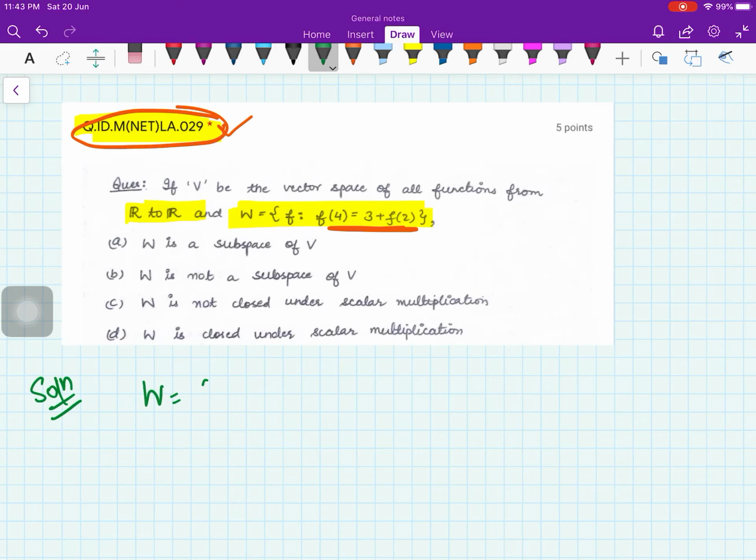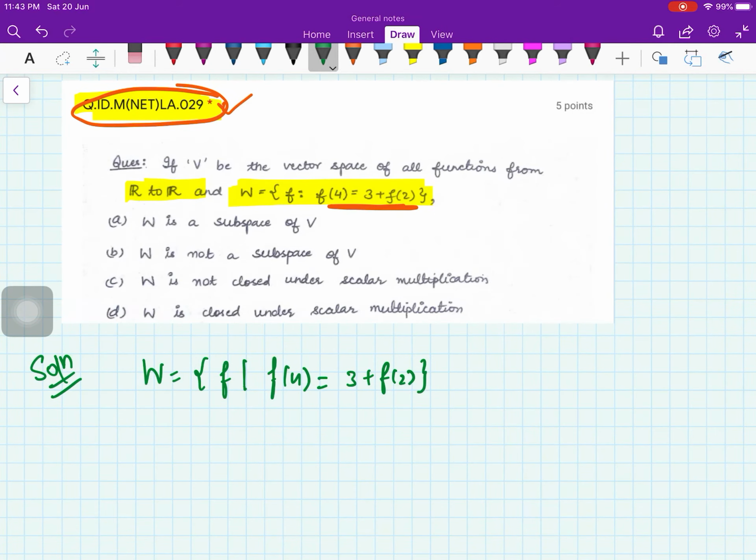So we have W equal to all those functions such that f(4) = 3 + f(2). Now we want to check whether it is a subspace or not. For that we need to check whether it is closed with respect to scalar multiplication and with respect to addition. So let us see whether it is closed with respect to scalar multiplication. Here it is wise that you first check scalar multiplication, because there is one such option. If you check addition first and suppose the addition is not there, then you will get the solution that it is not a vector space, but then you have to check the scalar multiplication separately. So let us do this.